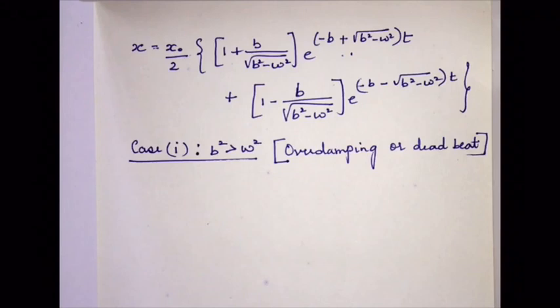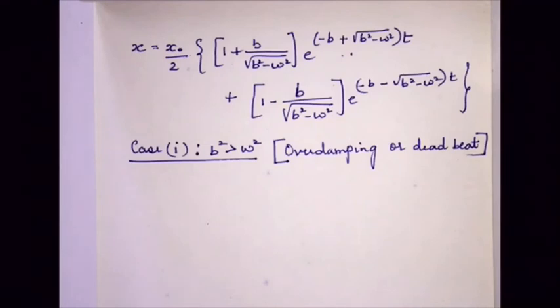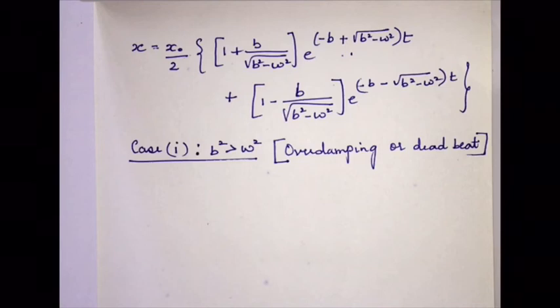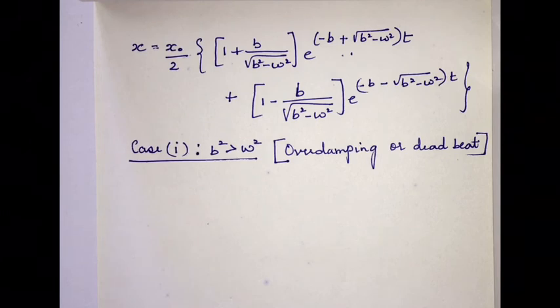In the previous video, we derived the general solution for damped vibration, and we saw that as t varies, x varies. In the same way, as the square root of b square minus omega square varies, x also varies, and this can happen in three ways. The first one is when b square is greater than omega square, the second is when b square is equal to omega square, and the third is when b square is less than omega square, which are dealt with separately in this video. Let us now study the first case, that is when b square is greater than omega square, and what happens to the value of x.